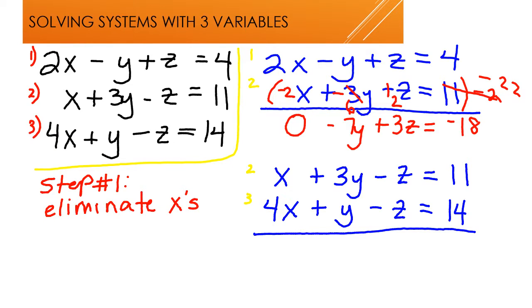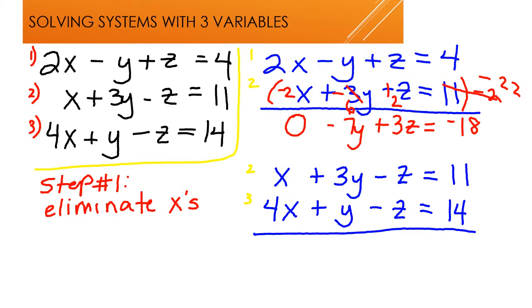Later on, when you get comfortable, you can do whichever one you want first. You can do the y's, the z's, whichever one you want to do first. But it seems easier to tell students just to eliminate the x's first and then the y's, and stick with that process until you become comfortable. So let's do this one on the second portion.